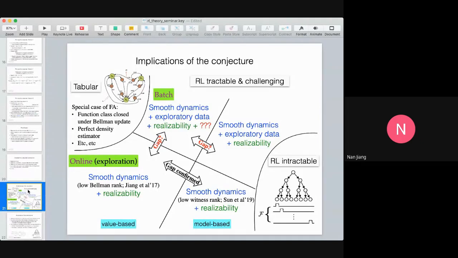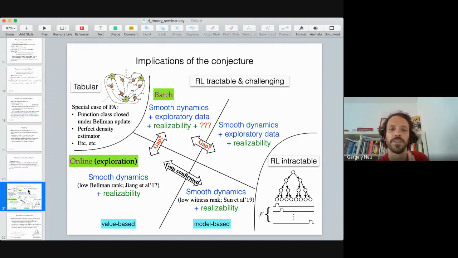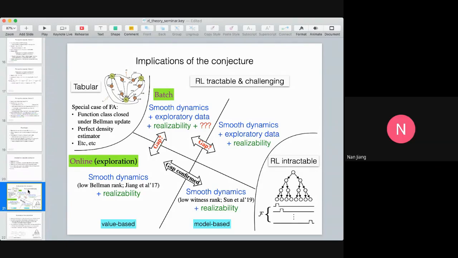I'm referring just to polynomial sample complexity. Right, and how do you think this picture would look if you also thought about computational efficiency as well? Oh man, no, I don't know.